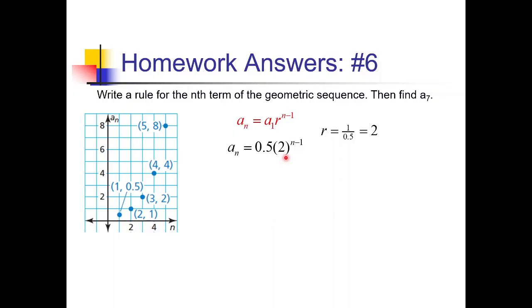That's our general formula. To get the seventh term, we just have to plug 7 in for n. And we could use the calculator on this, but we probably don't need to. I mean, this is just 2 to the sixth, which is 64, and half of that is 32.